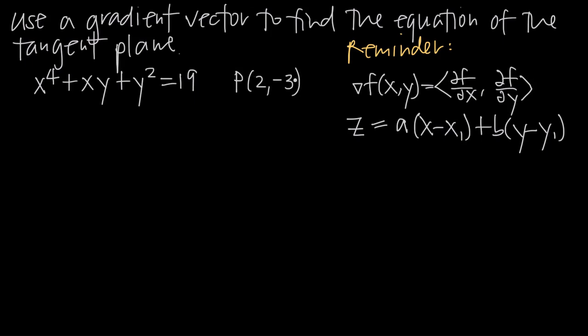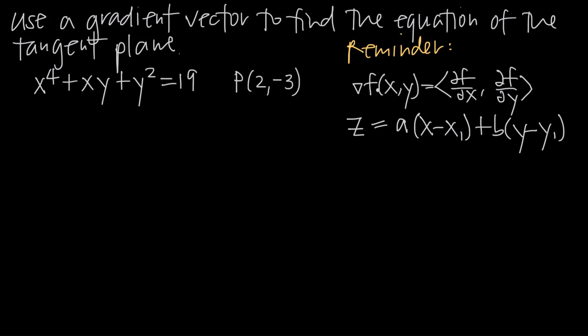So the first thing we need to remember is that the equation of the tangent plane is going to be given by this formula. z is equal to a times (x minus x1) plus b times (y minus y1). So a and b are going to be the slopes in the x and y directions respectively. x1 and y1 are going to come from our point P. So really what we need to do first is find the gradient vector, gradient of f of xy, because once we have the gradient vector, we can identify a and b, which are the slopes in the x and y direction.